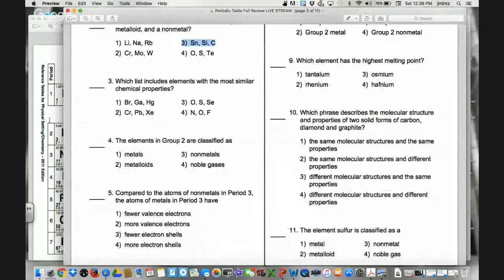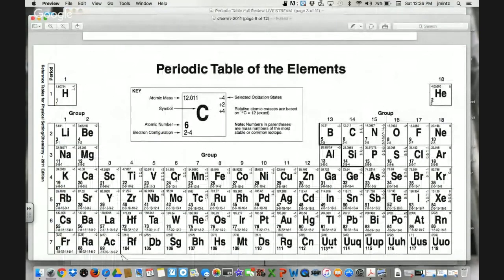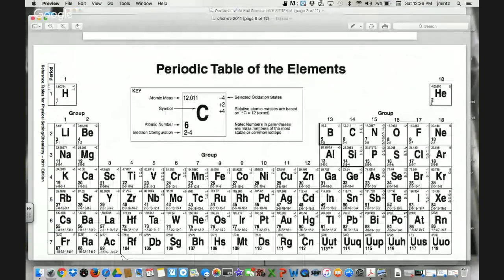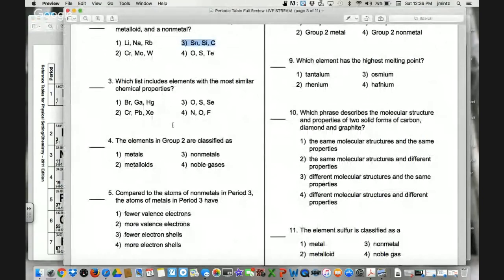Cr, Pb, and Xe. Cr is here. Pb is not in that column, and neither is Xe, so we can get rid of that one. Os and Se. Os, Se, they are in the same group, therefore they have the same or similar chemical properties.